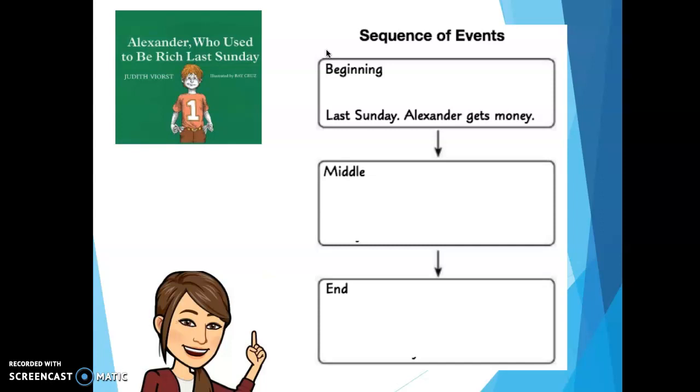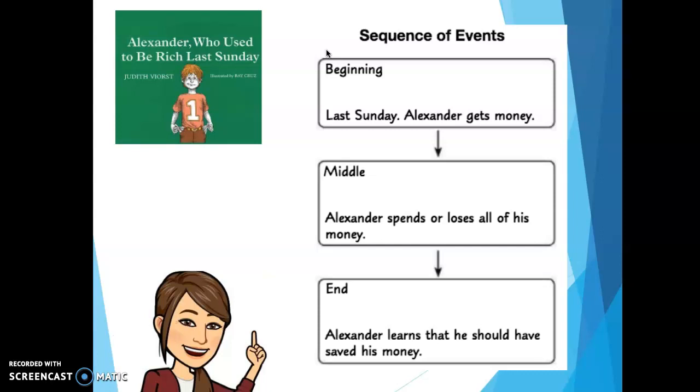I do know in the middle that Alexander spends a lot of his money and he loses it as well. There were several events that happened that let me know that. And then at the end, remember, we're thinking, what did the character learn? So his problem was that he was spending and losing all his money. At the end, I know he learns that he should have saved his money.